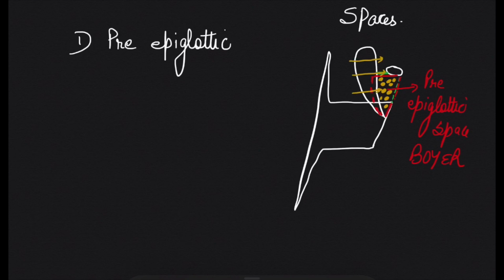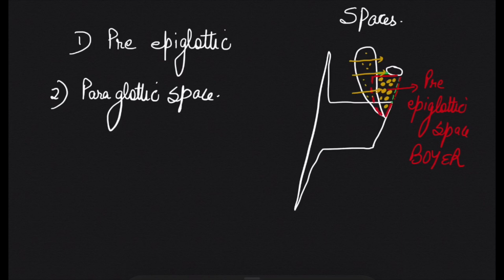This pre-epiglottic space contains fat, and there are pits on the epiglottis. So whenever there is a malignant lesion on either side of the epiglottis, either the anterior surface or the posterior surface, it can migrate through these pits and involve the pre-epiglottic space. And whenever the fat is involved in the pre-epiglottic space, the carcinoma can spread from the pre-epiglottic space to the paraglottic space, as it communicates with the paraglottic space laterally.